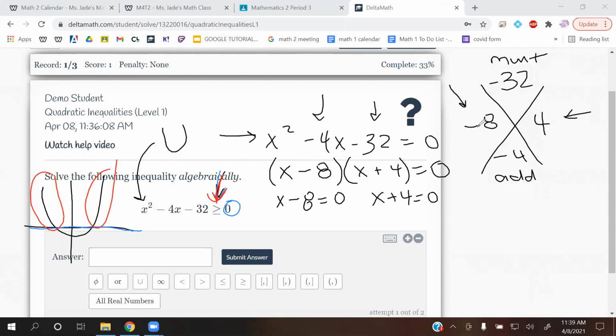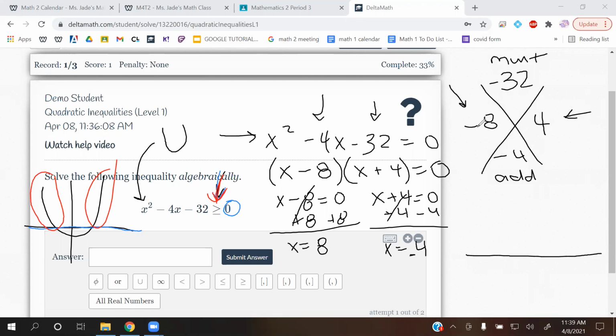Okay, so we set each factor equal to 0, solve for x, so add 8, add 8. That way they cancel out. X is equal to 8. Here we're going to subtract 4, subtract 4. Those cancel out. We get x is equal to negative 4, sorry. And so let me redraw that graph. We have negative 4, and we have positive 8, and now we know that our U shape cuts through like that. Oops, that was not good. Cuts through like that. There we go. This is our U shape. It touches at the 8 and at the negative 4. So this is what our graph looks like.